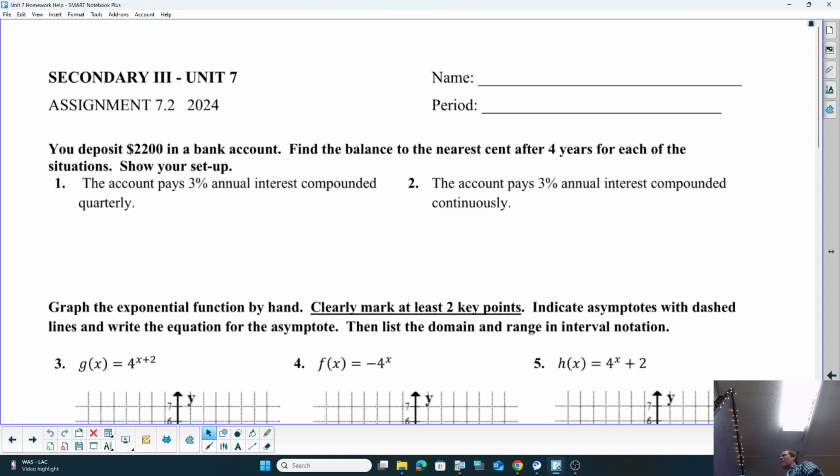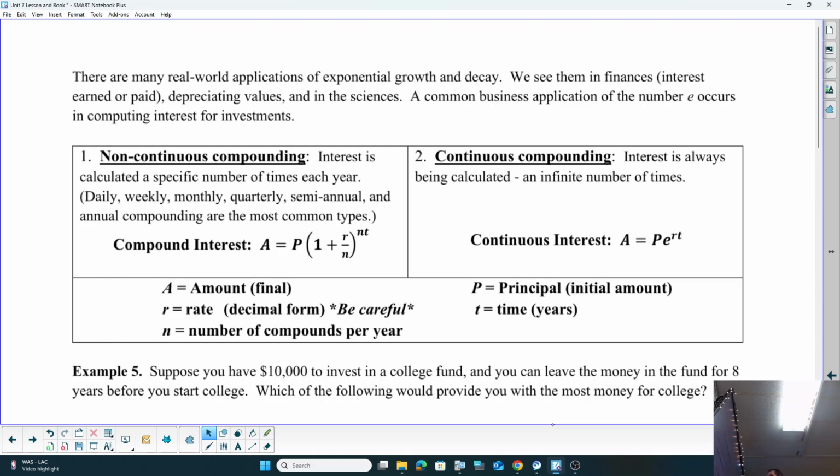Okay, so this is back to 7.1 that we learned to do interest and compounding interest. And so we have $2,200 initial deposit. In case you forgot, in your book is the formula. So here are our two formulas. One's for non-continuous, like increments, like 12 months. The other one's continuous and uses e in it.